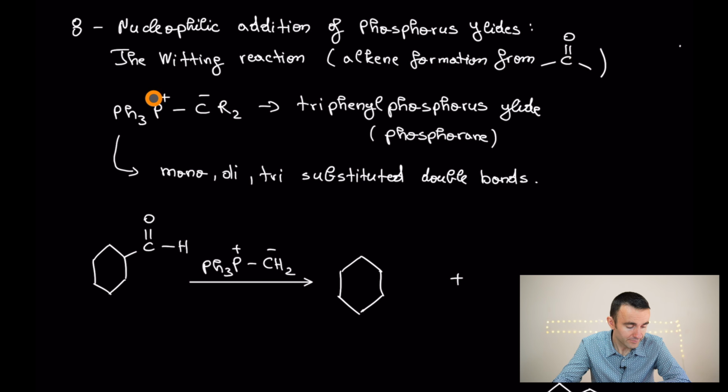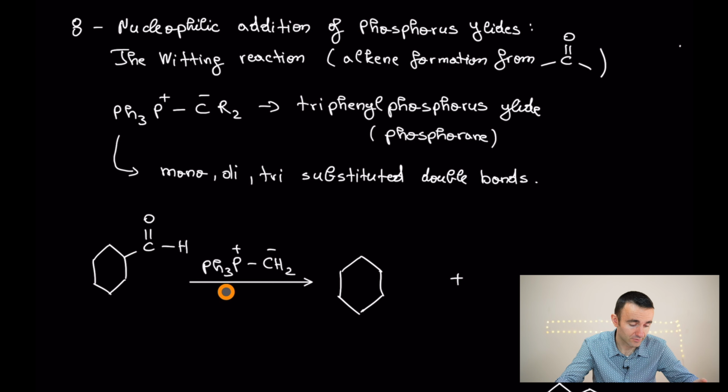So the compound that makes the magic is triphenylphosphorus ylide. And here you can have a radical or two, depending on the type of reaction that you want to synthesize. It is also called phosphorane. It can form mono-, di-, and trisubstituted double bonds, but not tetrasubstituted double bonds. Right? Tetrasubstituted double bonds are not possible with the Wittig reaction. Let's take a look at this example.